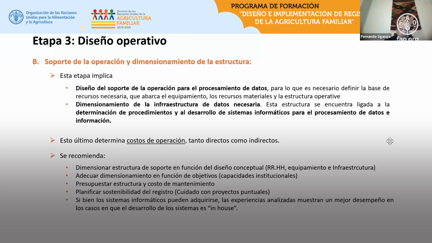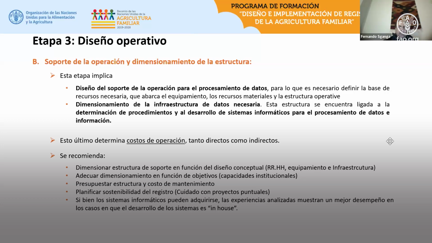And that determination will depend on the procedures and the development of the IT systems that we develop at the IT level, which in turn will determine the cost of operation, both direct and indirect. This has to do with the structure and how we size the structure based on the different human resources, equipment, and infrastructure. We need to adapt it so that it is sustainable over time.